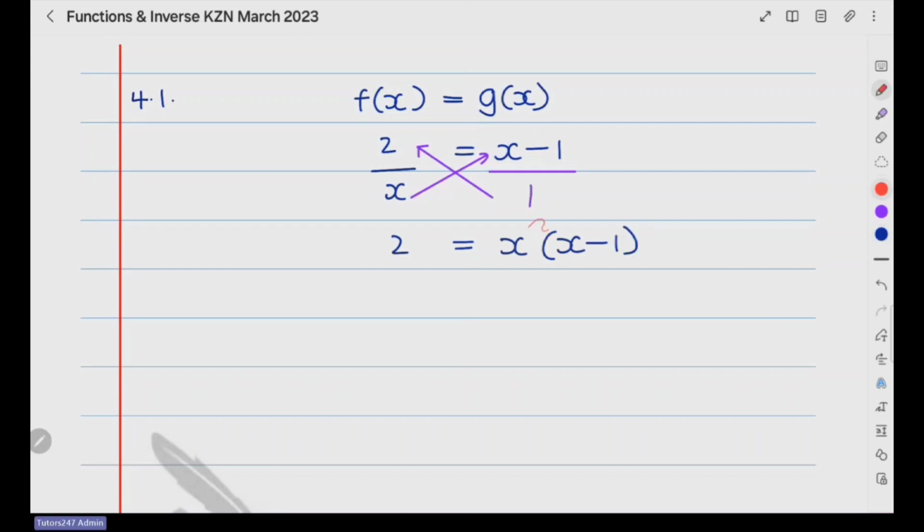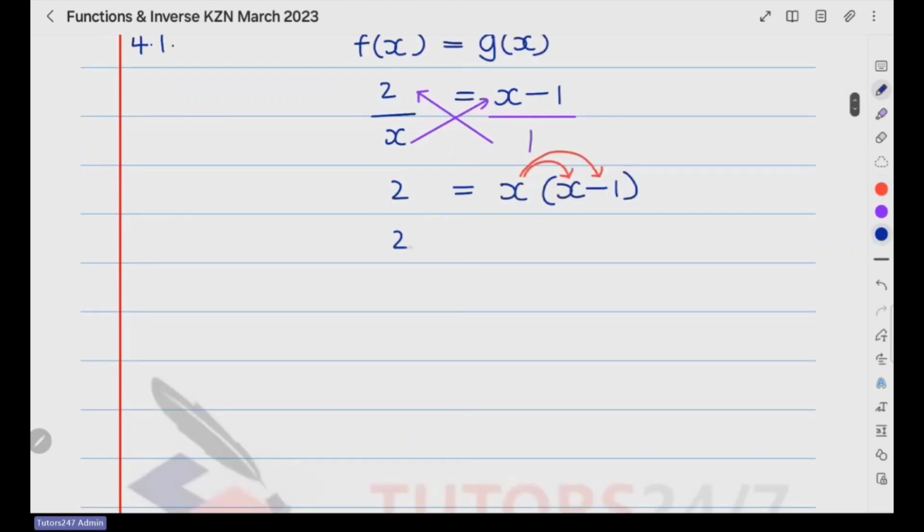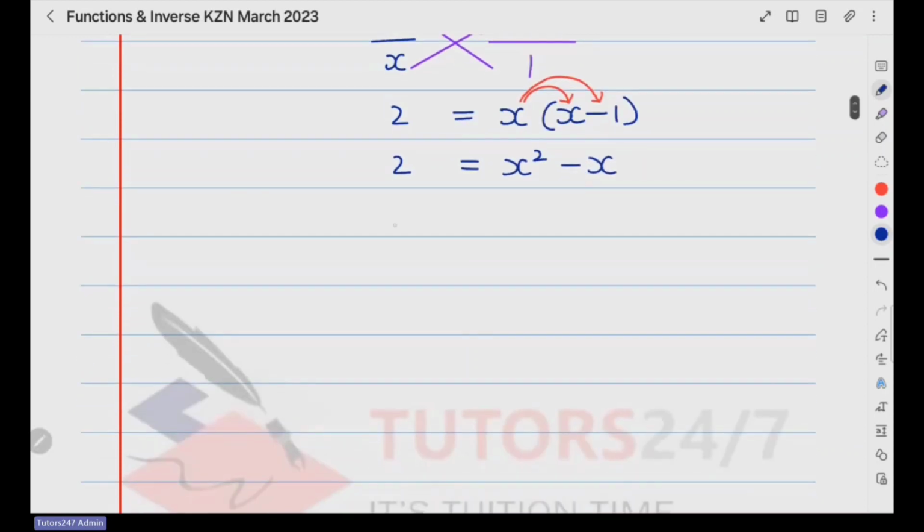And all we need to do from this point is distribute the x into the bracket. That is going to give us 2 equals x squared minus x. From here, because we can see that the biggest exponent of x is 2, we know that this is a quadratic equation. So we are going to move everything to one side and make it equal to 0. So that gives us x squared minus x minus 2 equals 0.